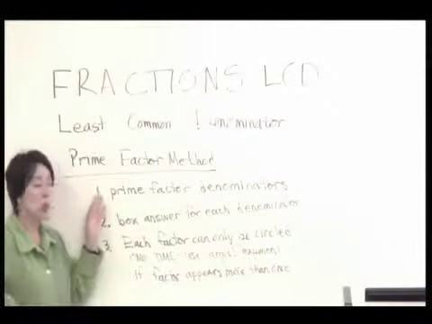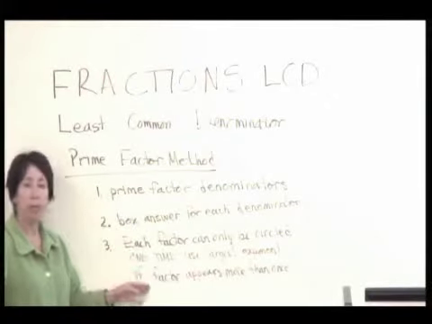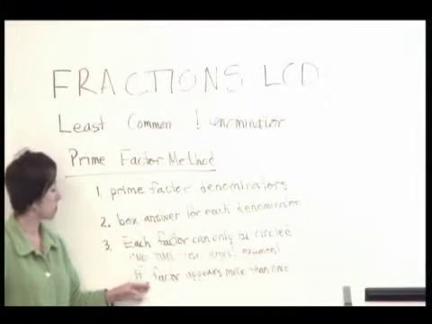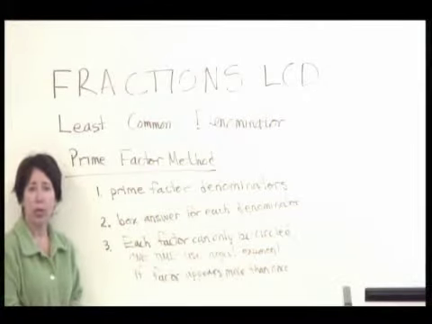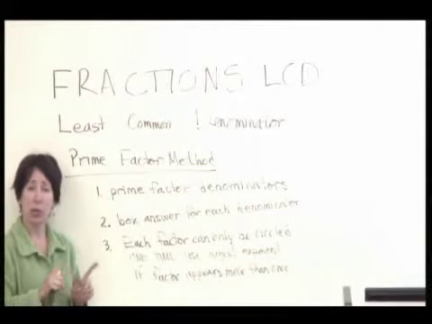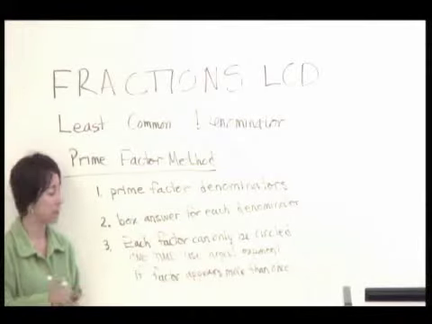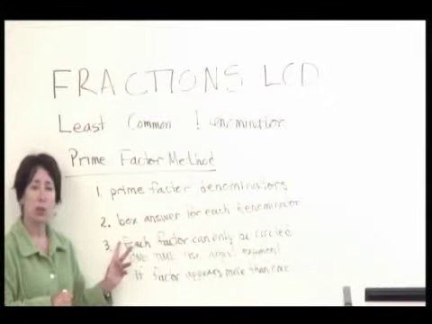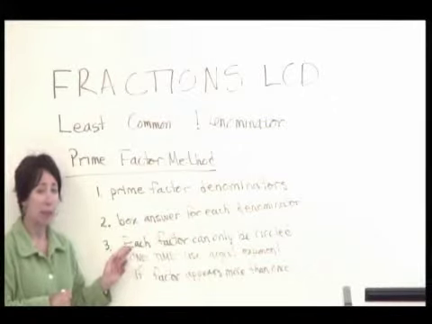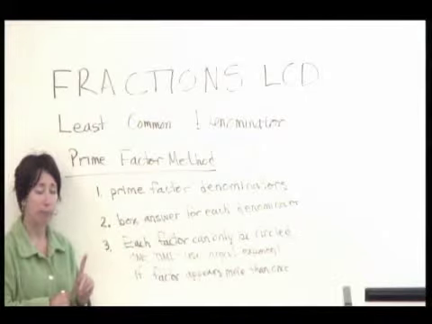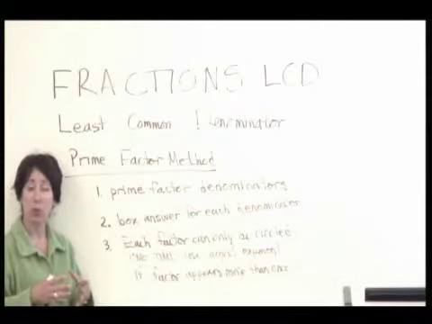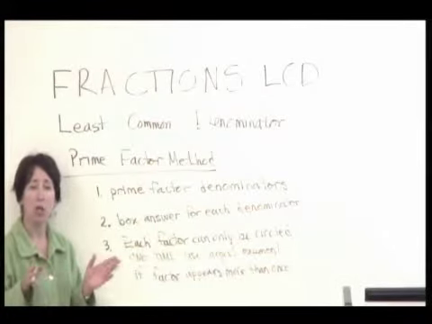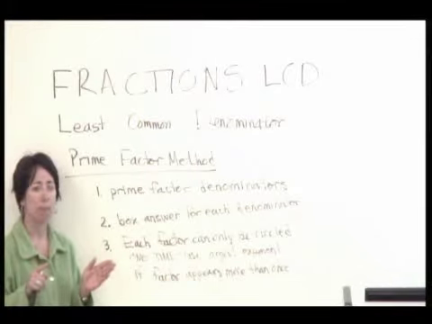Okay, so 1 and 2 are not that difficult. 3 is what's new. After we prime factor our denominators, we look at the factors that are in the prime factor boxes. Each prime factor has to be circled 1 time. It can only be circled 1 time. So if you have the same prime factor in 2 boxes, for example, 2 is a common prime factor. If 2 is in more than 1 box, you can only circle it 1 time.